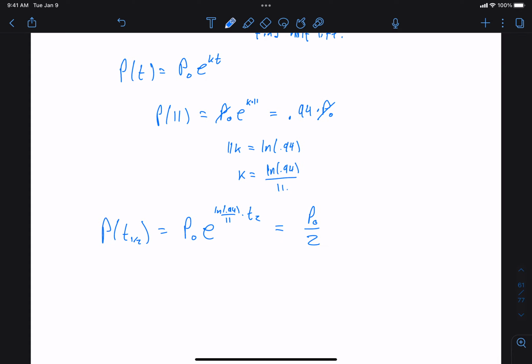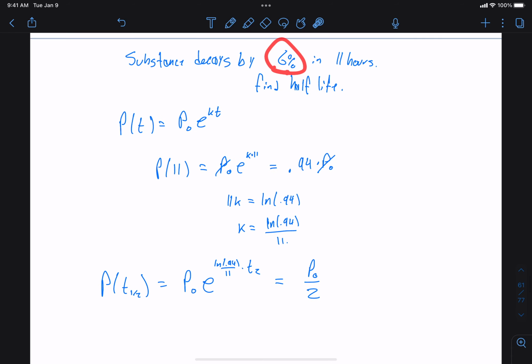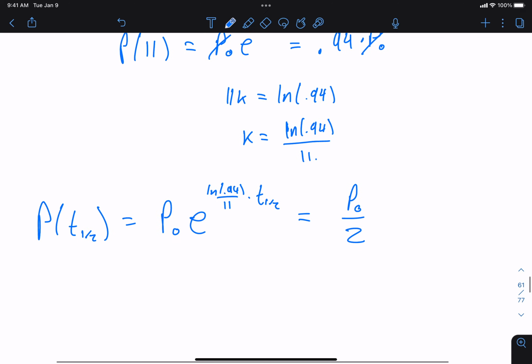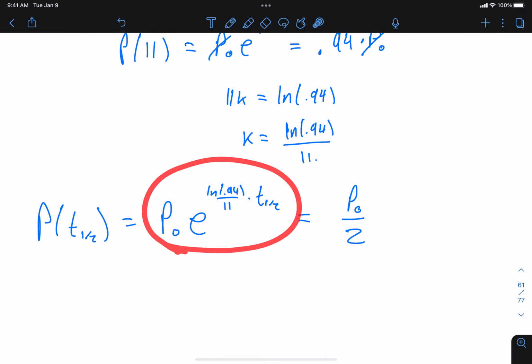Okay, so it's a two-part problem. First off, they don't tell you exactly what the decay rate is. They tell you how much you decay over 11 hours instead of over 1 hour, right? So we've got to figure out what our decay rate, K, is first. Then once we have that piece of the puzzle, we just substitute our K in here. And now we want to find, I put T2 instead of T1 half, the time T such that if you plug it into this equation, again, it doesn't matter what P naught is because it's going to cancel, I have half of what I started with at the end.